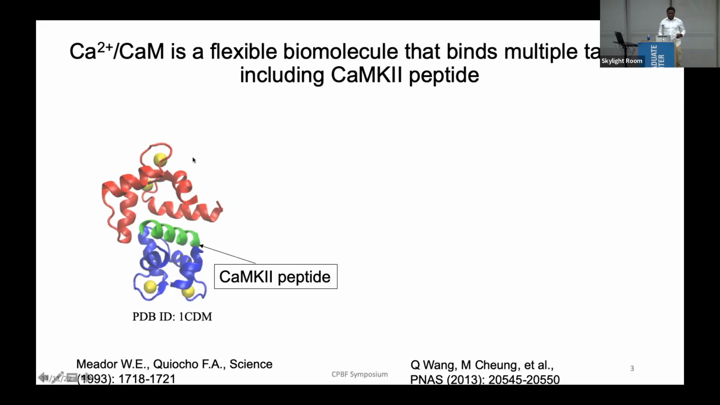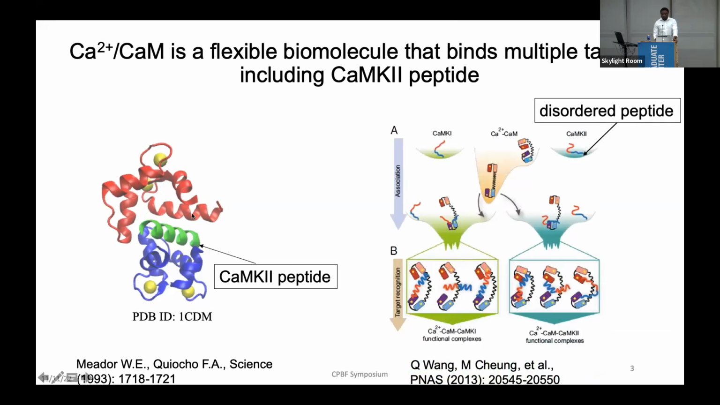At the same time, the peptide adopts this helical conformation. However, it has been shown that in solution, this peptide actually has a disordered structure, as you can see here. At the encounter between the calmodulin and the peptide, both undergo multiple conformations, which allow the calmodulin to wrap around the peptide and the peptide to adopt this helical conformation.